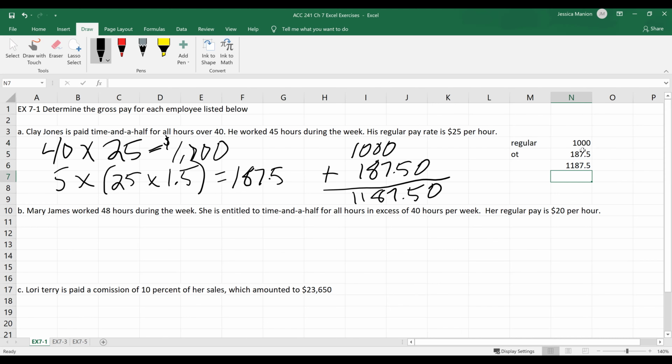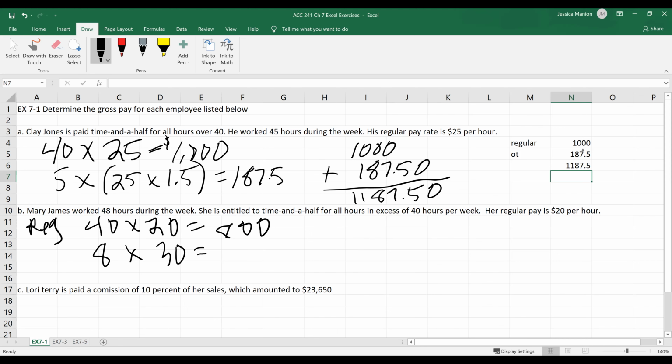Letter B, Mary James worked 48 hours during the week. She is entitled to time and a half for all hours in excess of 40. Her regular pay is 20 per hour. Okay, so 40 times 20, that's going to be regular. And then 8 times 30. And again, I got that 30 because if you take 20 times 1.5, that's 30, right? Half of 20 is 10. So it'd be 20 plus 10, 30.